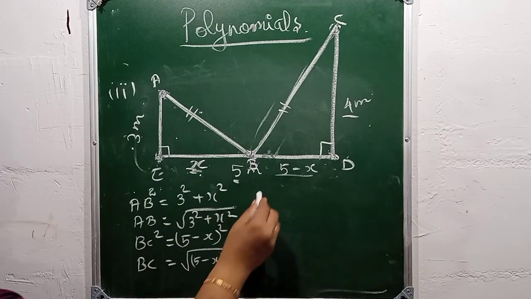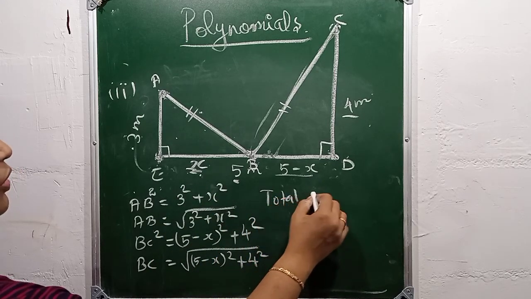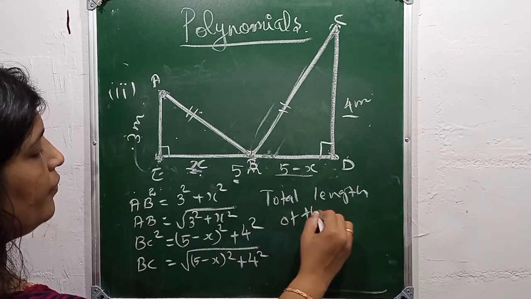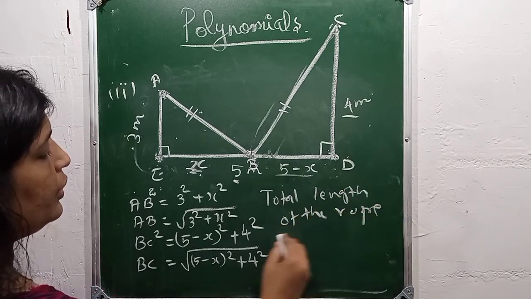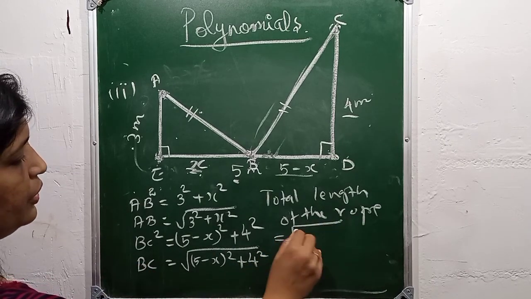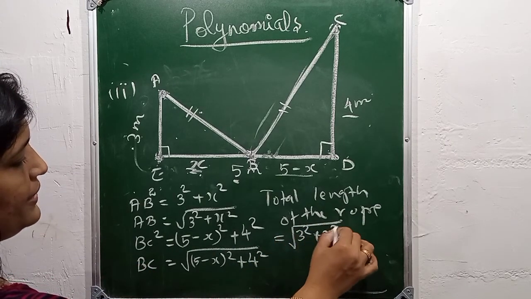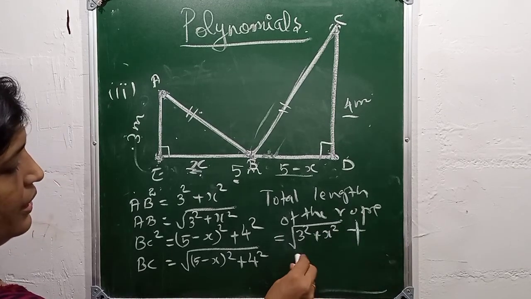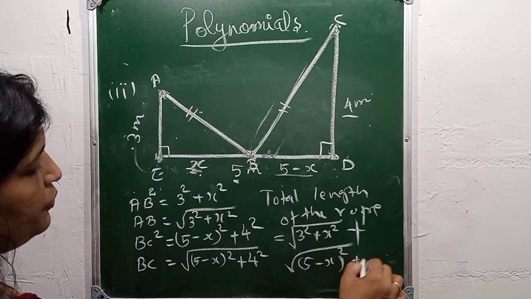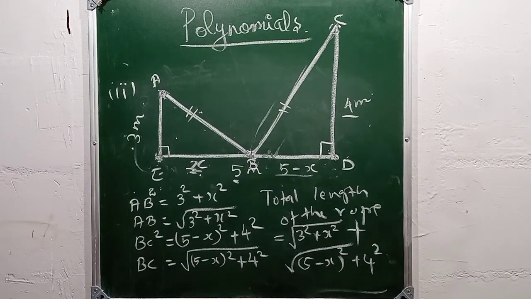Then the total length of the rope. Total length of the rope is equal to root of 3 square plus x square plus root of 5 minus x the whole square plus 4 square. This is the total length of the rope.